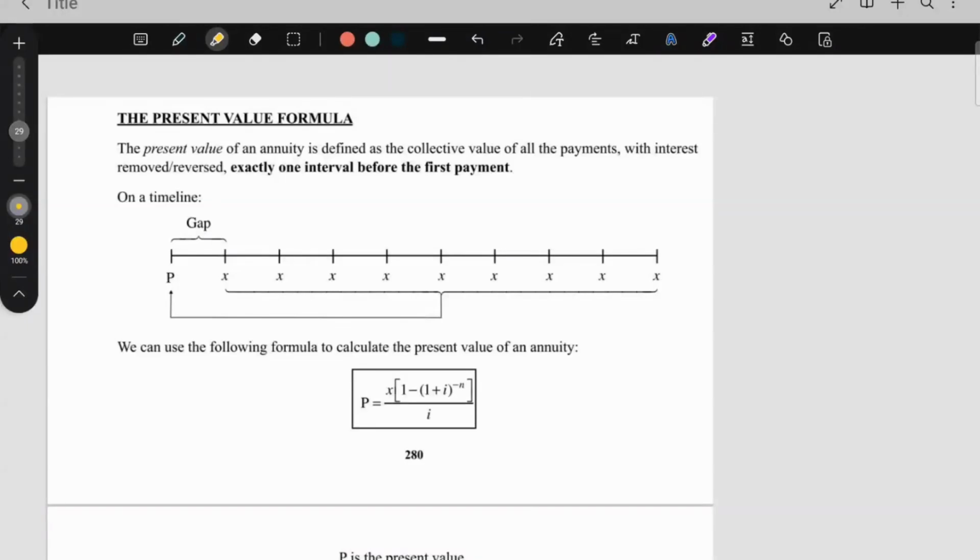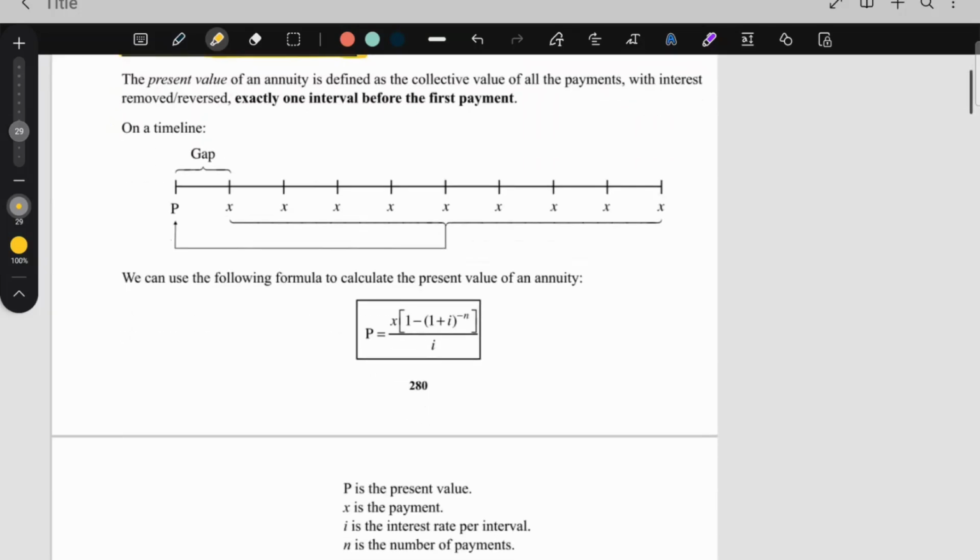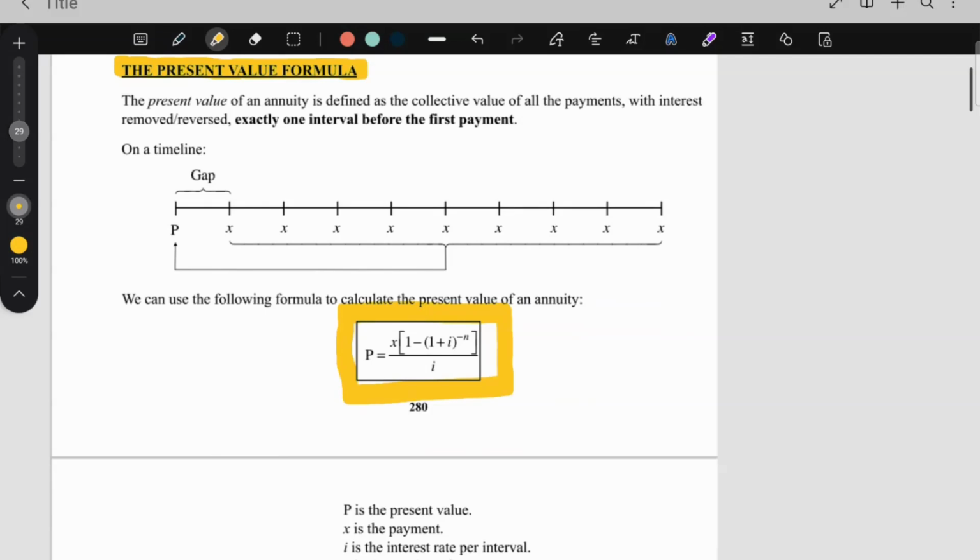Well, today we are doing the present value formula. So this formula is on your formula page and it looks something like this. So look at your formula page and you copy this exactly like it is. So when do we use the present value formula?